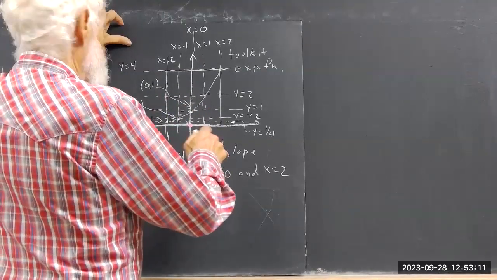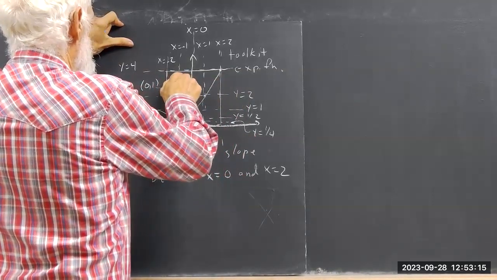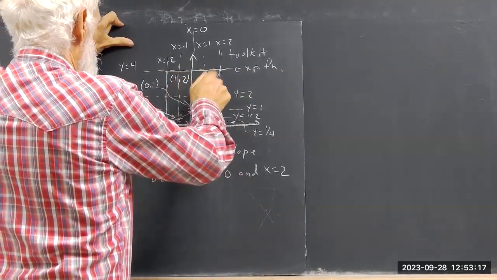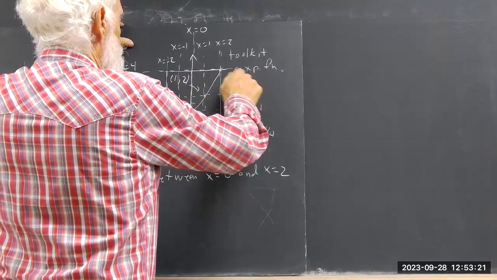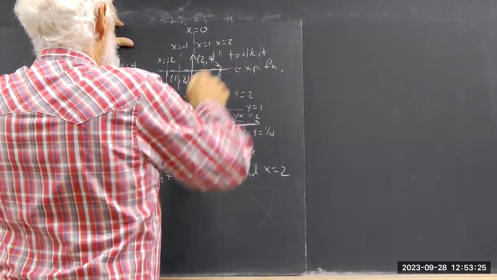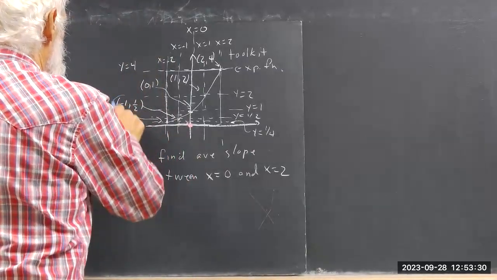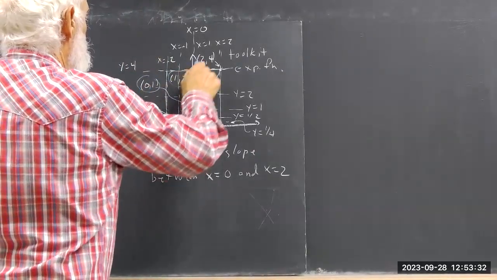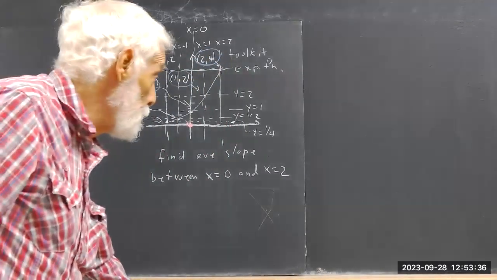And then for y equals 2, you get (1, 2). And for y equals 4, you get (2, 4). So just make those a little more prominent, emphasizing them by circling them in blue.